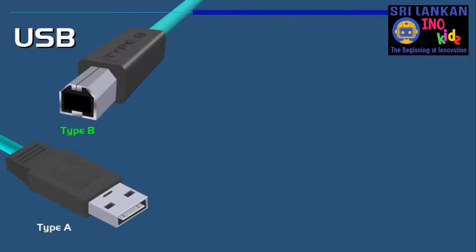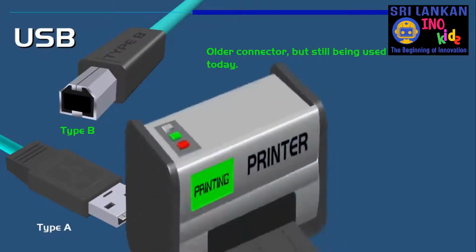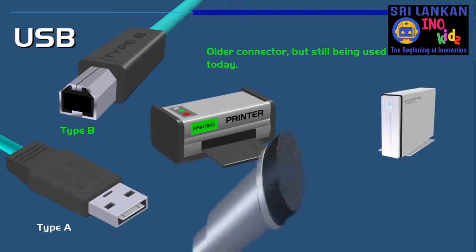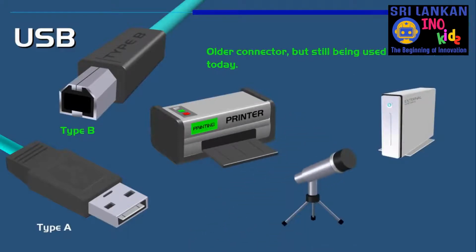Type B connector is a square design with beveled corners on top. Now this is also an older connector, but it's still being used today. This type of connector is what you would plug into most printers today. But it's also used on other devices, such as external hard drives, USB microphones, and so on.